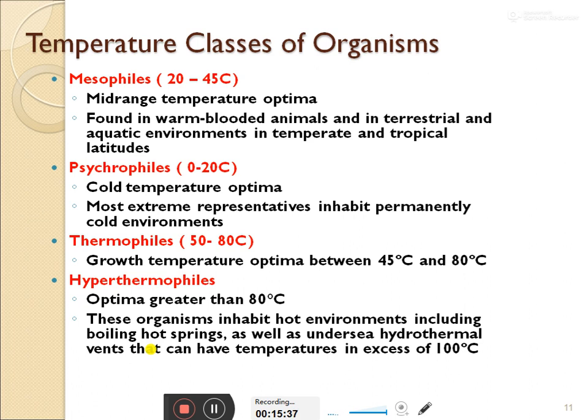As already discussed, the mesophiles' temperature range starts from 20 to 45 degrees Celsius, found in warm-blooded animals and aquatic environments in the temperate and tropical latitudes. Psychrophiles, 0 to 20 degrees Celsius. The cold temperature is the optimum temperature required for their growth, and the most extreme representatives inhabit permanently cold environments. Then the thermophiles were already discussed in previous slides.